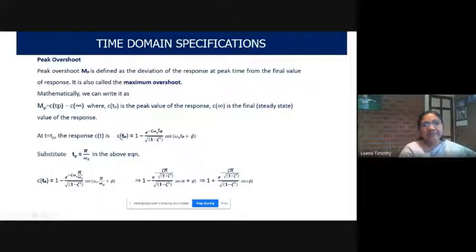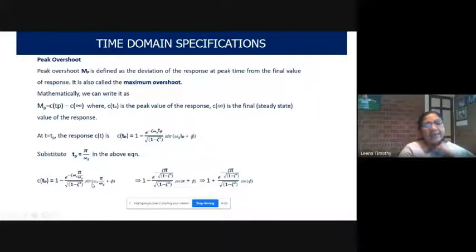In order to get that, substitute in the general expression, replacing t by Tp, and Tp is equal to pi by omega d from the previous slide. And again, omega d is equal to omega n into root of 1 minus theta square. So first substitute Tp is equal to pi by omega d in this expression, then omega d is equal to omega n into root of 1 minus theta square. Omega n will get cancelled. So 1 minus e raised to minus theta pi by root of 1 minus theta square, divided by root of 1 minus theta square.